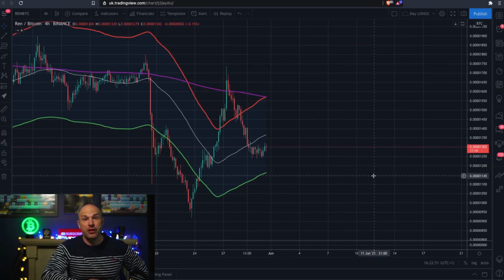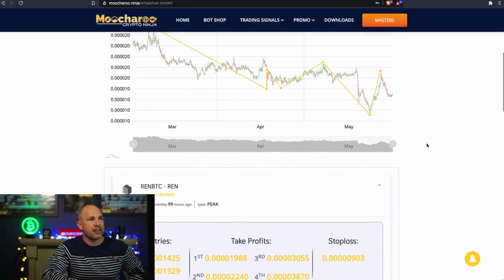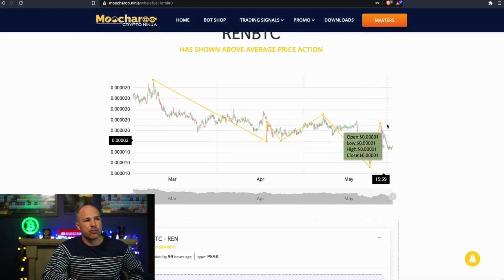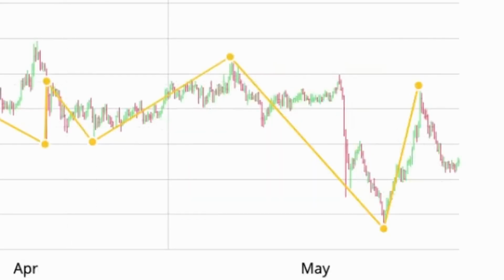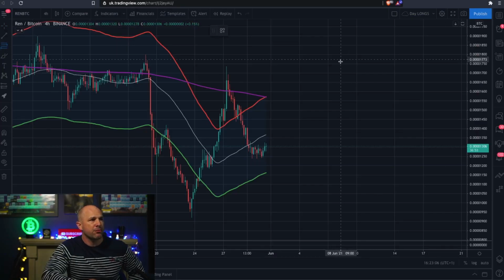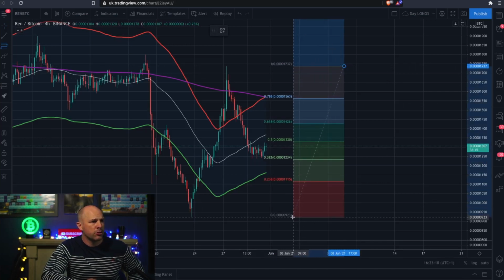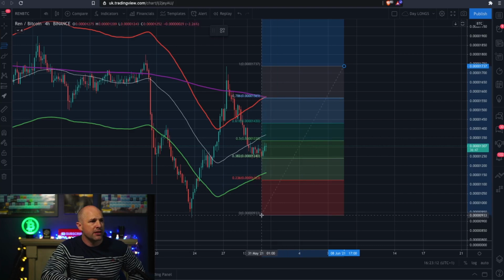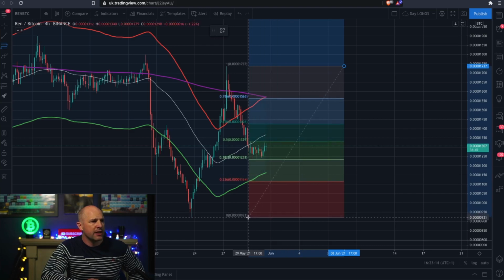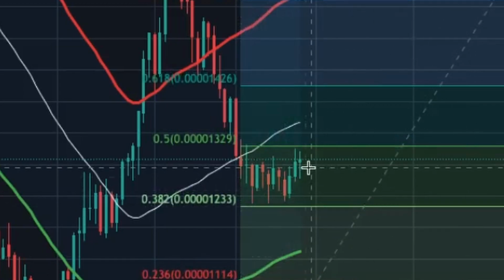And right here on the Ren chart, we can see the exact same picture that we just saw over on the Moocharoo Ninja site. In fact, there that is right there. So we can see we want to be drawing this line right here as a Fibonacci. So we just grab the Fibonacci tool, take it right from the top down to the bottom, and we can see that we are already in and around these levels where we want to be buying up.